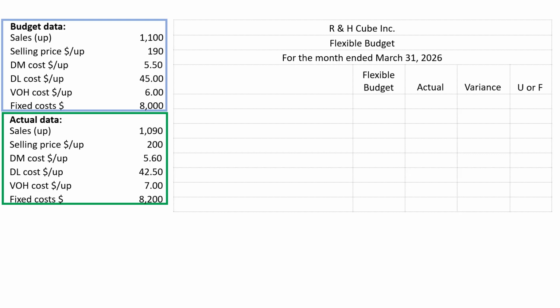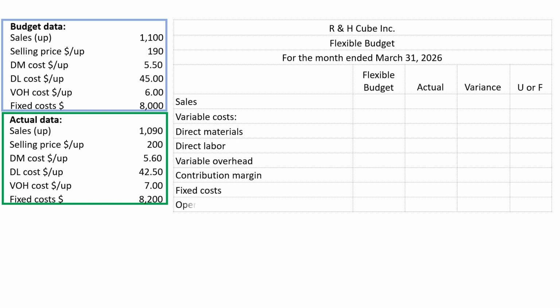Our row labels follow the contribution margin income statement pattern. So sales, then a variable cost section, which includes direct materials, direct labor, and variable overhead in this case, then contribution margin followed by fixed costs, and finally operating income. We'll work our way down the flexible budget column first. Remember, the whole point of a flexible budget is to eliminate any differences between budget and actual that are caused just by our selling more or fewer units than planned.